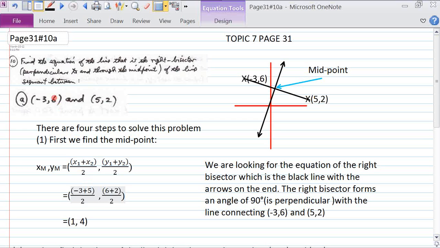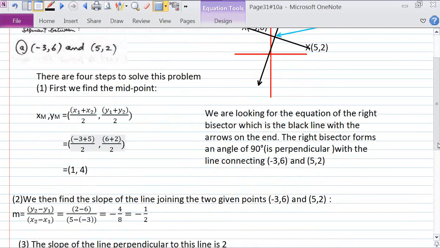We sum the Y's, 6 and 2 gives us 8. Divide by 2 gives us 4. So this midpoint right here is 1,4. There's the midpoint right there. So the first thing is that we find the midpoint.